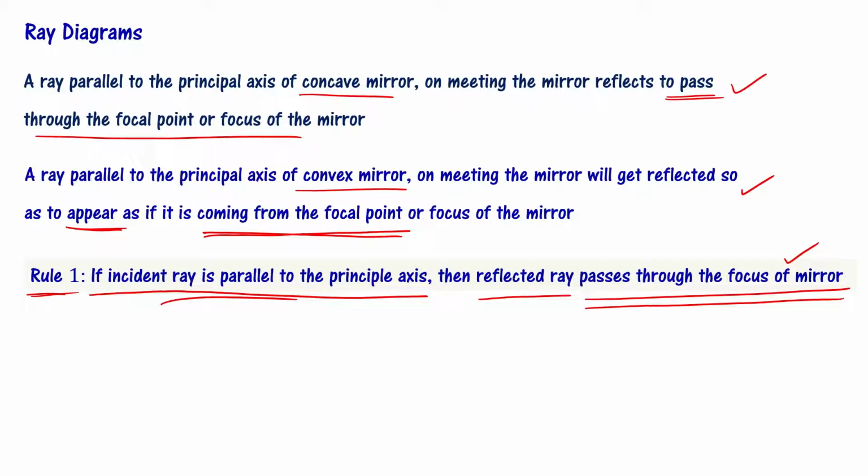If you want to say what rule 1 is for convex mirrors, then if the incident ray is parallel to the principal axis, then the reflected ray appears to come from, you see, passes through అని ఉంది కదా ఇక్కడ, దాని బదులు మనం appears to come from the focus of the mirror. అర్థమైంది కదా? Please note this. This rule 1 is very important.